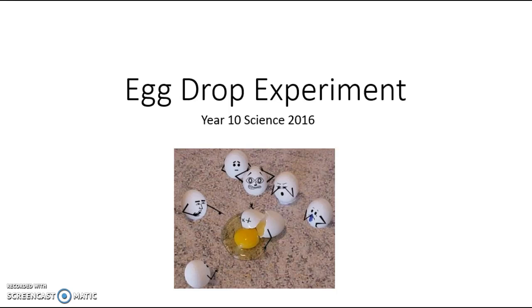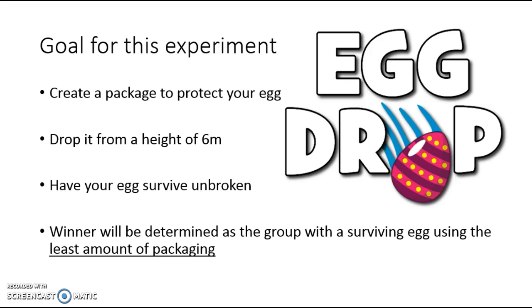Hi Year 10s, this video is to help you get prepared for your egg drop experiment that's coming up this week. It's going to go through a bit of a simulation that will show you a bit of the physics behind the egg drop, and hopefully it'll help you design your packaging and also answer some of the questions coming up. So the goal for this experiment is to create a package that's going to protect your egg when it's dropped from a height of 6 meters.